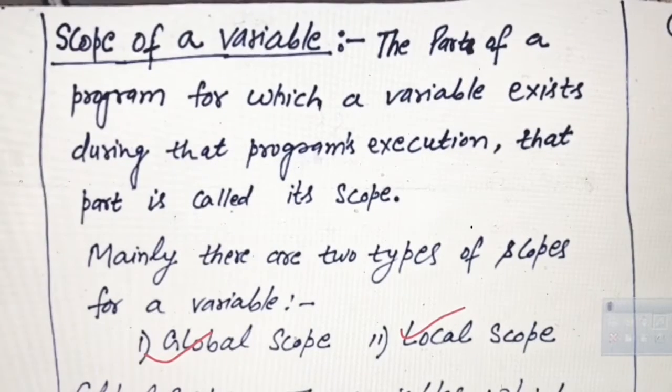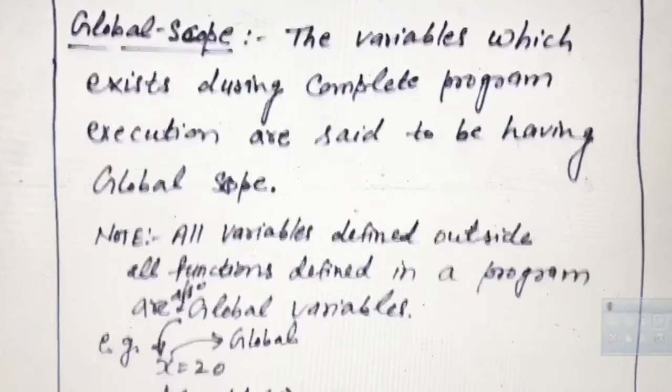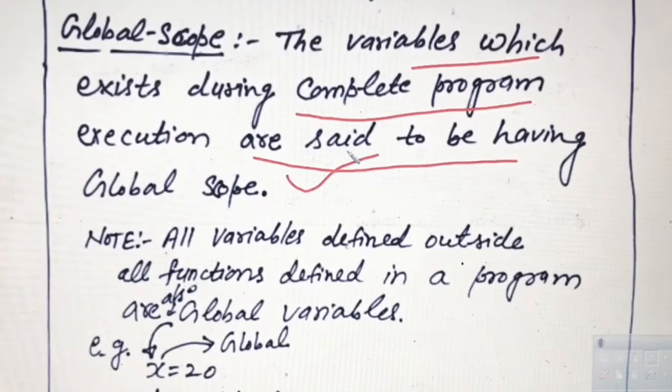See these notes also. The parts of a program for which a variable exists during that program's execution is called its scope. Mainly there are two scopes, global scope and local scope. We tried to understand it with the real-life example of a tourist place where tickets are there, and their scope is within a block or in the whole tourist place. Now first of all we will discuss the global scope of a variable, then we will go to the local scope. The variables which exist during the whole program execution are said to have global scope.